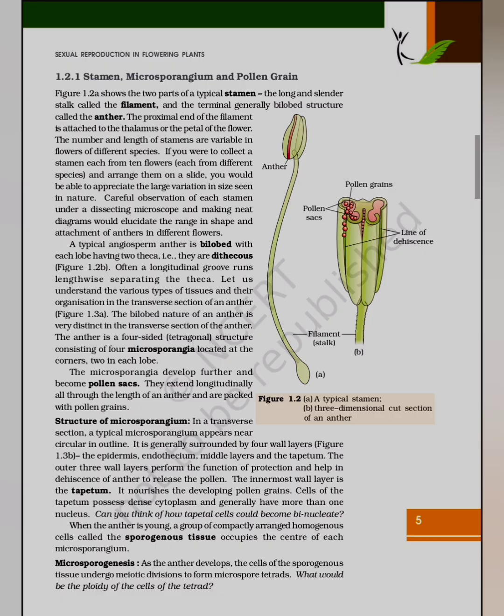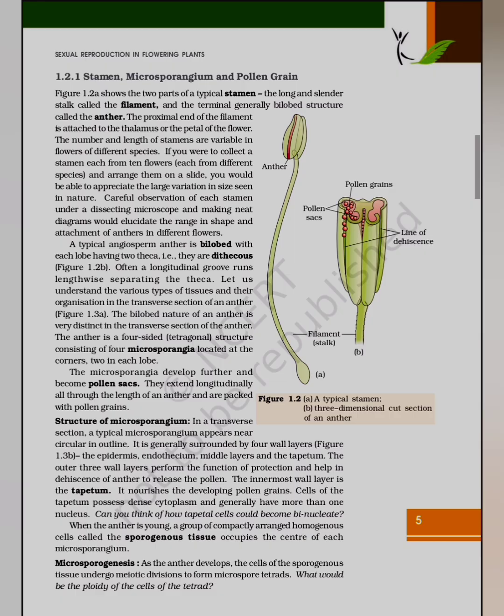If you were to collect a stamen each from 10 flowers, each from different species, and arrange them on a slide, you would be able to appreciate the large variation in size seen in nature. Careful observation of each stamen under a dissecting microscope and making a neat diagram would elucidate the range in shape and attachment of anther in different flowers. A typical angiosperm anther is bilobed with each lobe having 2 theca, that is, they are dithecous. Often a longitudinal groove runs lengthwise separating the theca.